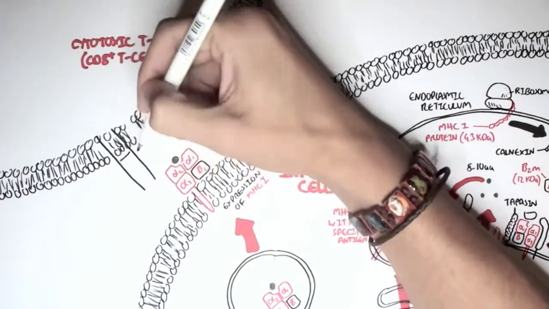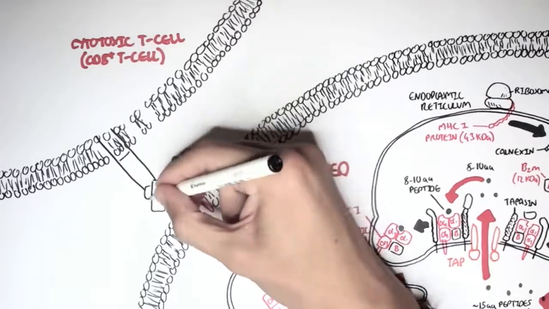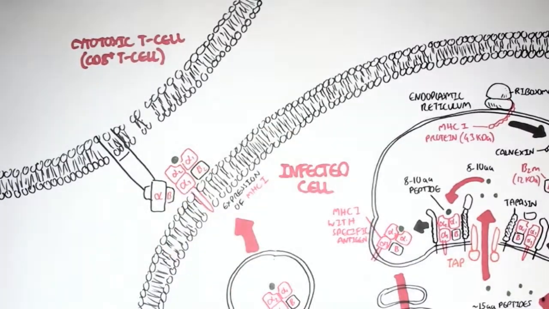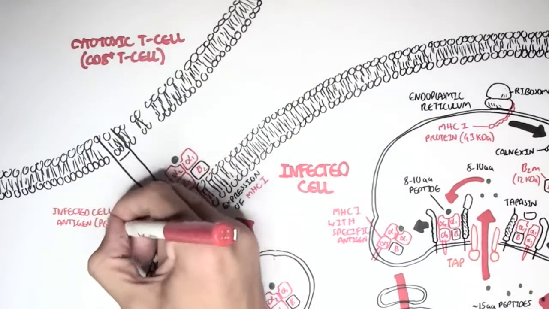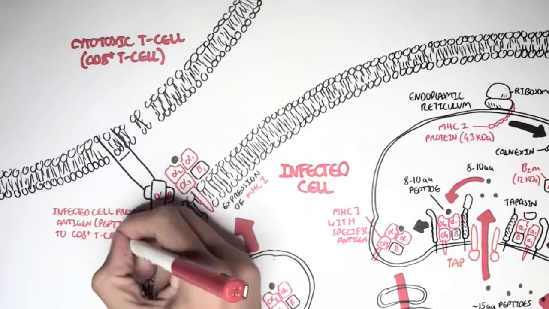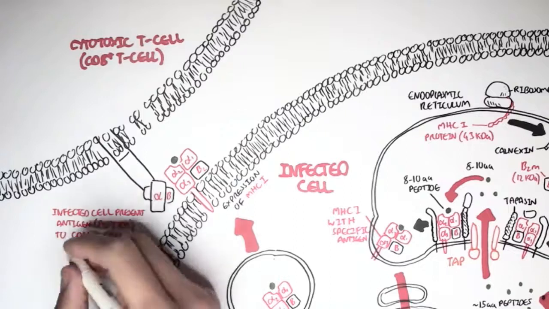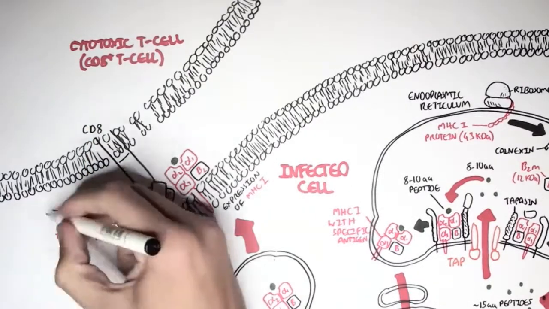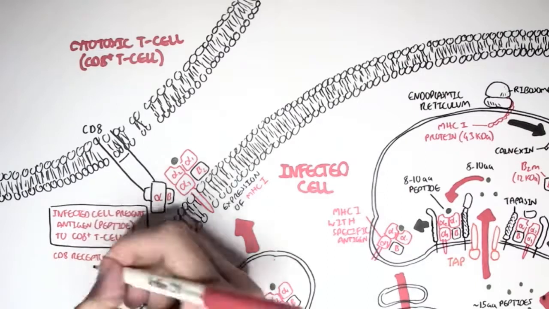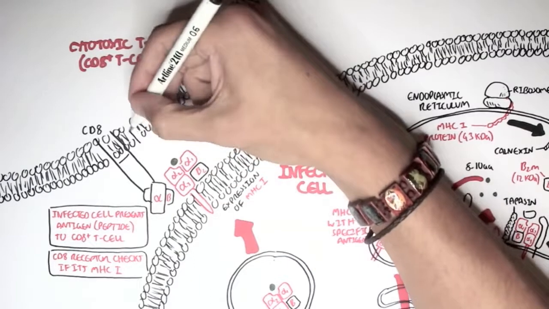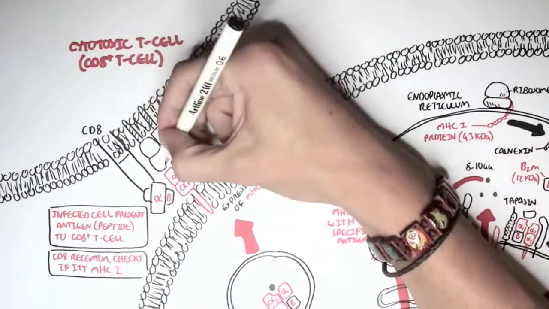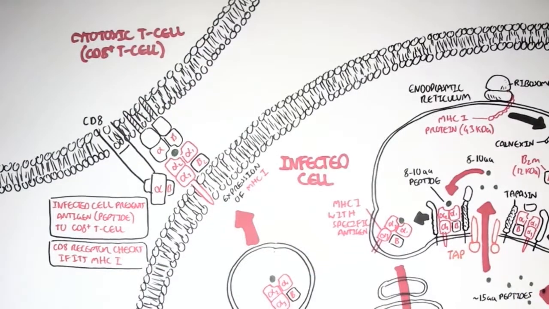So the cytotoxic T cell, the CD8 T cell, contains a few types of receptors, one of which is this receptor. This is a CD8 receptor, by the way. And it will interact with the MHC class 1 molecule. So what happens is the infected cell will present the antigen, the peptide, to a CD8 T cell. Then the CD8 receptor will check if it's an MHC class 1 being expressed, because the CD8 only interacts with MHC class 1.